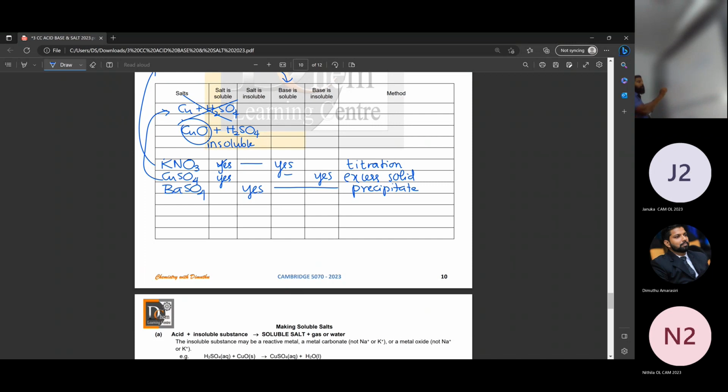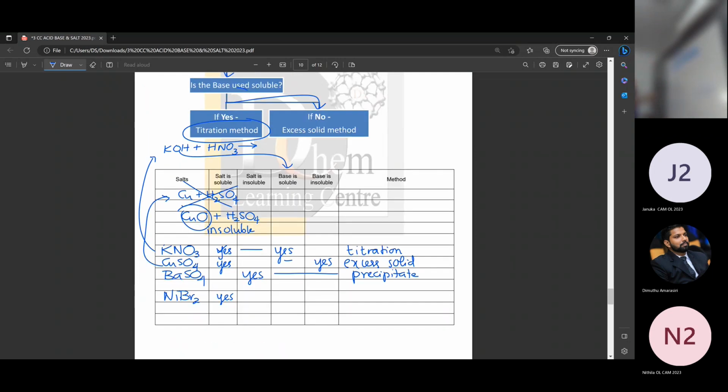Nickel bromide. Now here, something very strange. Why is it strange? You haven't heard about nickel bromide earlier. So what you have to do is carefully apply the solubility rules. Nickel bromide is a halide. Under halides, is it soluble or not? It's soluble. The silver and lead halides are the insoluble ones, so any other halide is soluble. Halide means chloride, bromide, iodide. So this is soluble, and soluble means coming under either titration or excess solid method.